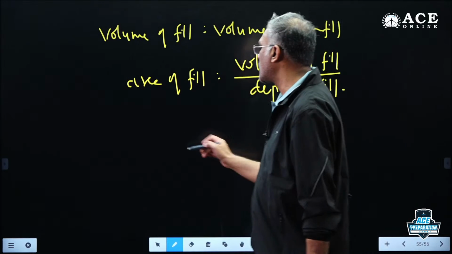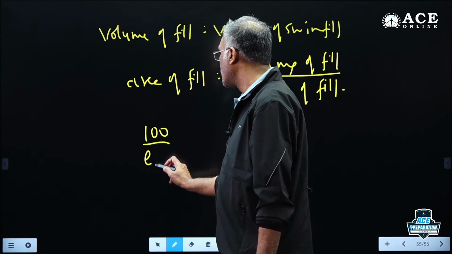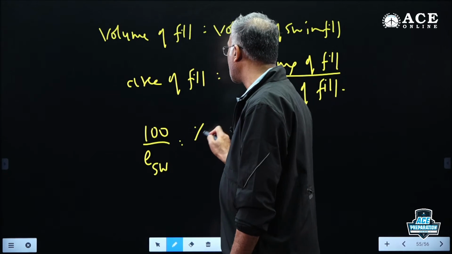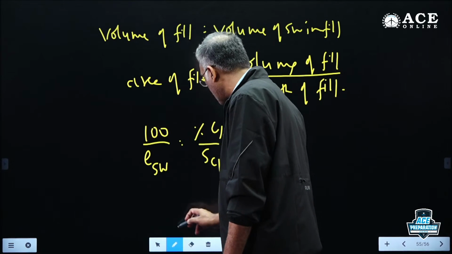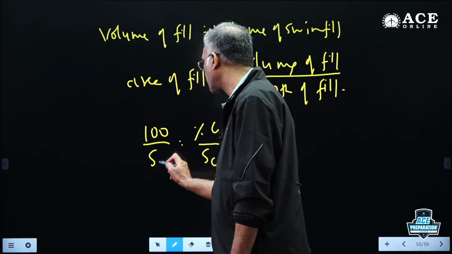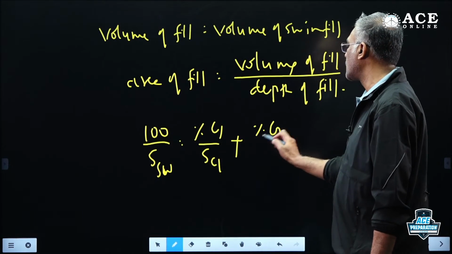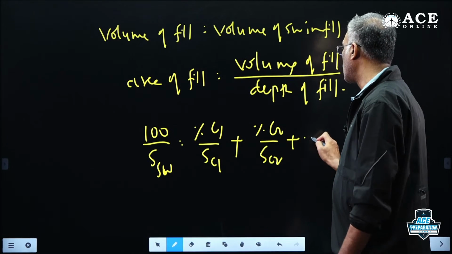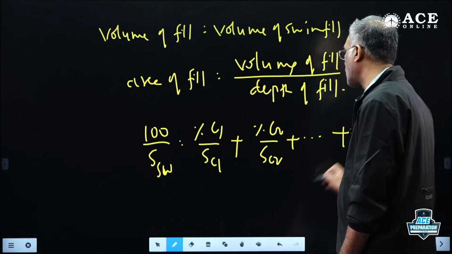Similarly, solid waste is a heterogeneous mixture of so many things. So what is the density of solid waste? Find the specific gravity first and then the density. The specific gravity of solid waste is the percentage of component 1 in solid waste times the specific gravity of component 1, plus the percentage of component 2 times the specific gravity of component 2, and so on. I told you, finding specific gravity is one question you will get.